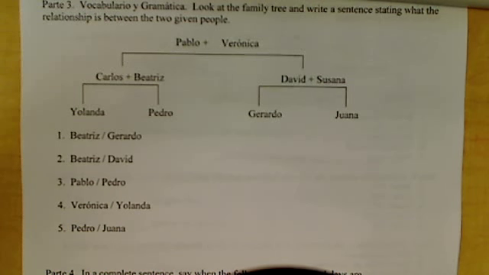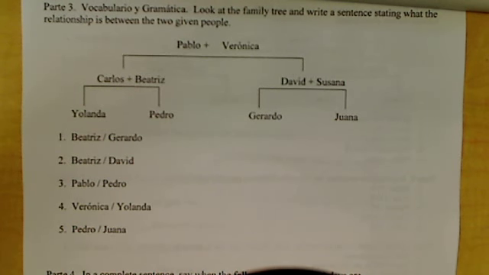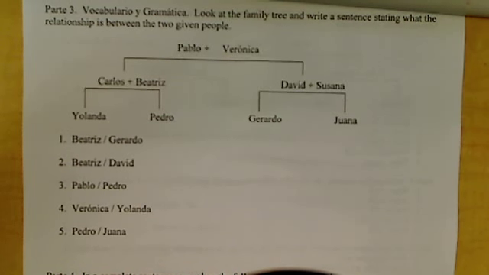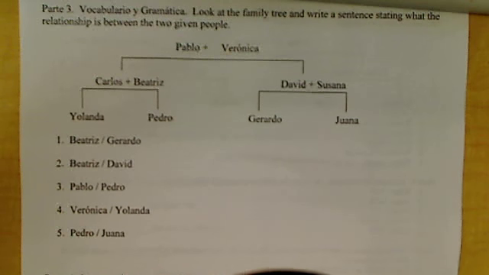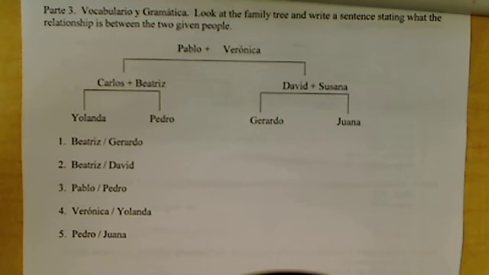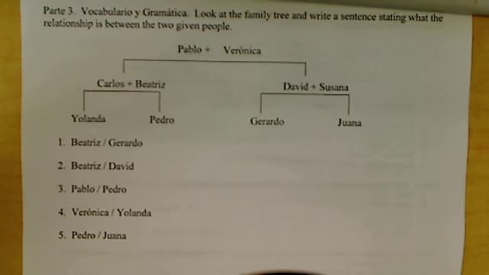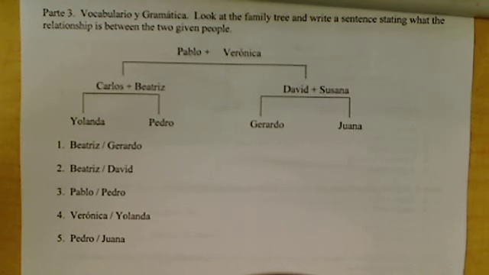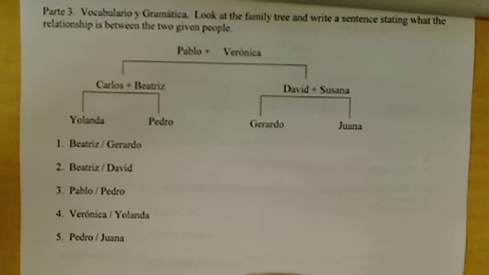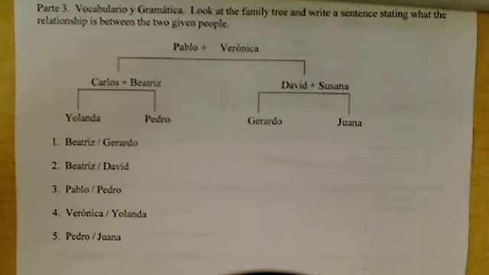Number 3, Pablo and Pedro. Pablo is at the very top, Pedro's at the bottom. So Pablo es el abuelo de Pedro. Number 4, Verónica is on the top right, and Yolanda bottom left. So Verónica es la abuela de Yolanda. And number 5, Pedro on the bottom there, and Juana's on the bottom right. Pedro es el primo de Juana. So that's how we're going to do that section.